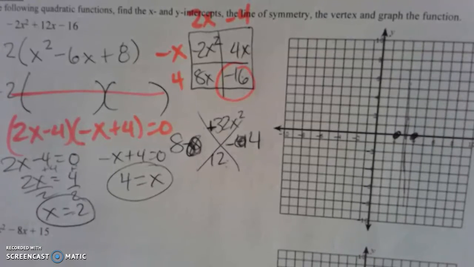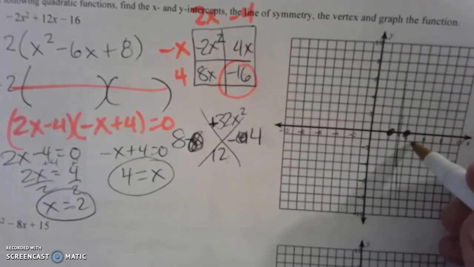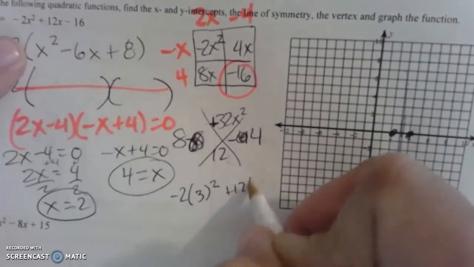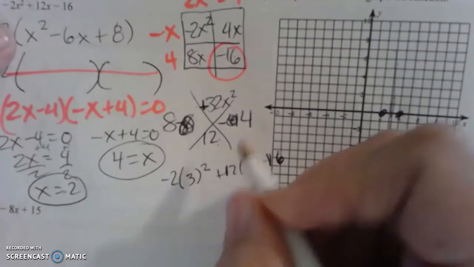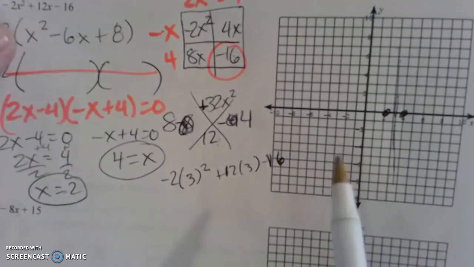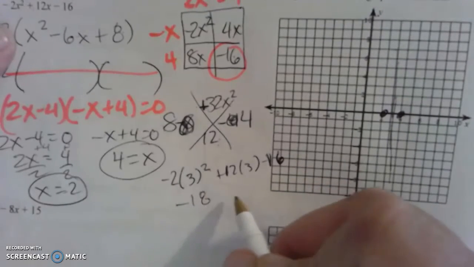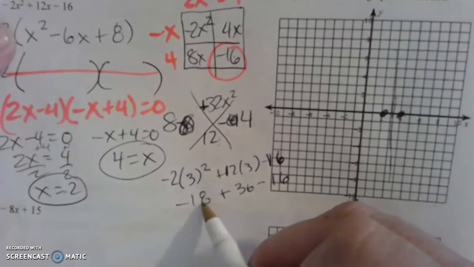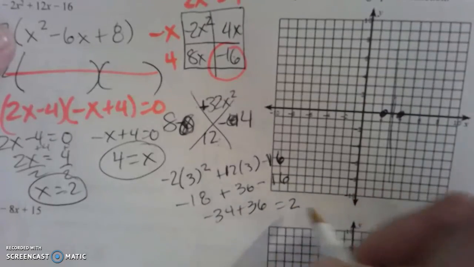How would I write that? Well, since my line of symmetry is at 3, I'm going to go old school and plug 3 back into here. So negative 2 times 3 squared plus 12 times 3 minus 16. When we first learned to do this problem, we didn't know about the vertex form. You can use the vertex form for this, but this one's going to be a little bit easier this way. I get negative 18 plus 36 minus 16. So negative 18 and negative 16 is negative 34, plus 36 equals 2.